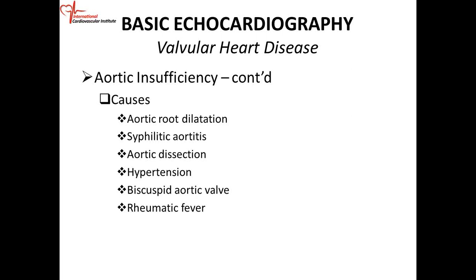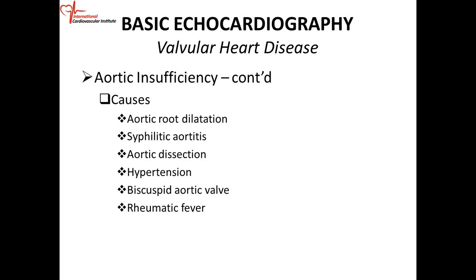All right. So some of the causes for aortic insufficiency: aortic root dilatation. If the root is dilated, there's poor coaptation of the valve, so there's going to be backflow. Syphilitic aortitis, inflammation of the aorta from syphilis, when syphilis was common. Aortic dissection, that's when you have a rip in the wall of the aorta, and the tear can go all the way back to the valve and make the valve incompetent.